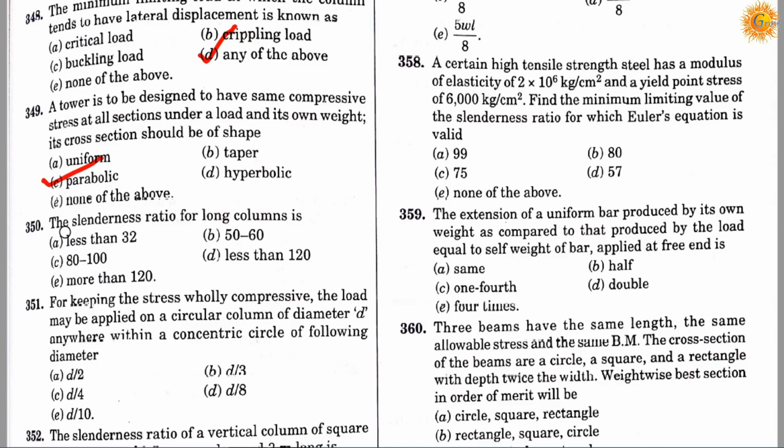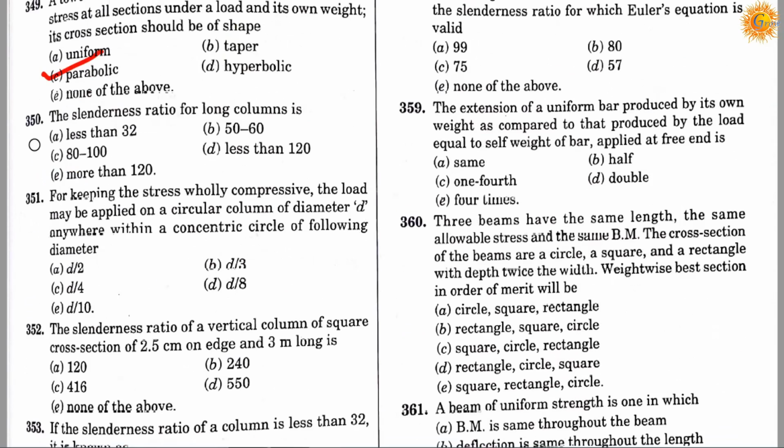Question number 350. The slenderness ratio for long columns is option A less than 32, option B is 50 to 60, option C is 80 to 100, option D is less than 120, and option E is more than 120. Correct answer is E, more than 120.